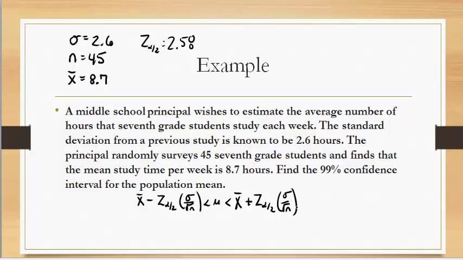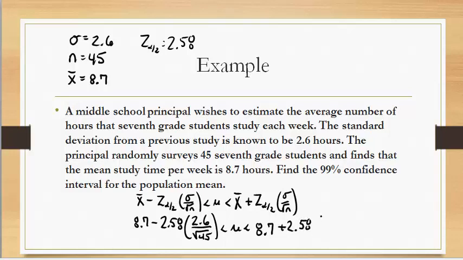Alright, so once we have our formula down, let's go ahead and plug our numbers in. So for the x bar, we'll put in 8.7. For our z alpha over 2, we're putting in 2.58. Our standard deviation is 2.6. And our sample size is 45. And remember that the other side is exactly the same, except we have a plus instead of a minus.